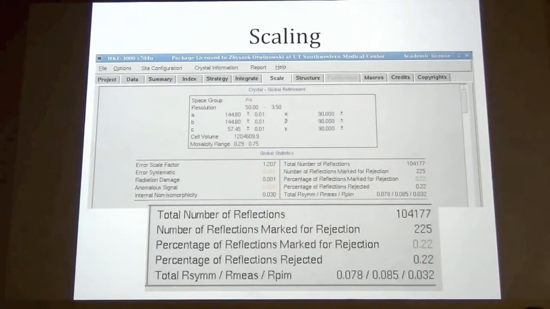Okay, so scaling was already discussed quite a lot. So we have essentially various statistics.